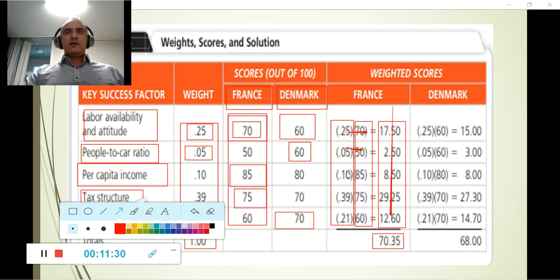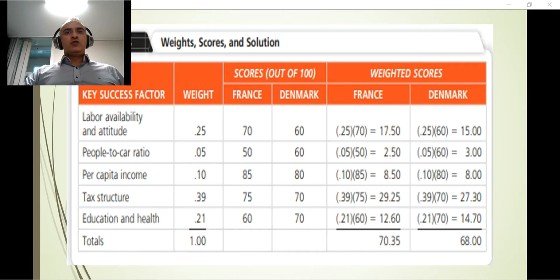So in this case, when I look at all the factors, France is going to be a better location because, on a weighted average, it has a better rating than Denmark. So based on those rationales that I choose, I will choose France as my location. That's what you're going to do in your assignment.